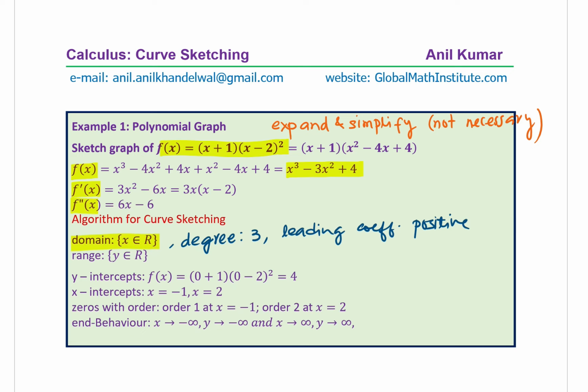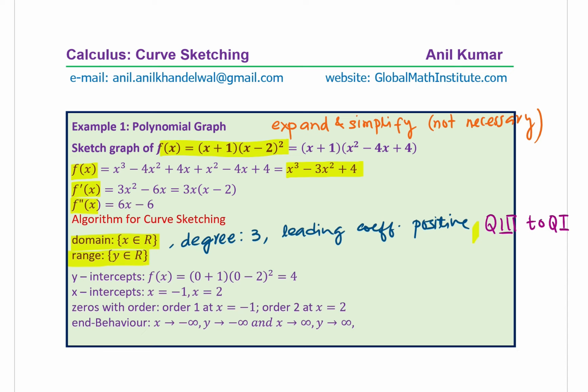Now, degree 3 means odd degree. That means for sure the range is all real numbers. It goes from quadrant 3 to quadrant 1, right? So that is how the general behavior will be. A positive leading coefficient means it will end up in quadrant 1, and the opposite end, since the degree is 3, goes to quadrant 3.